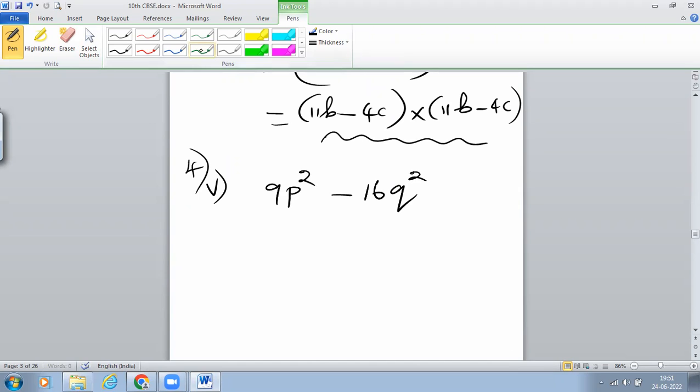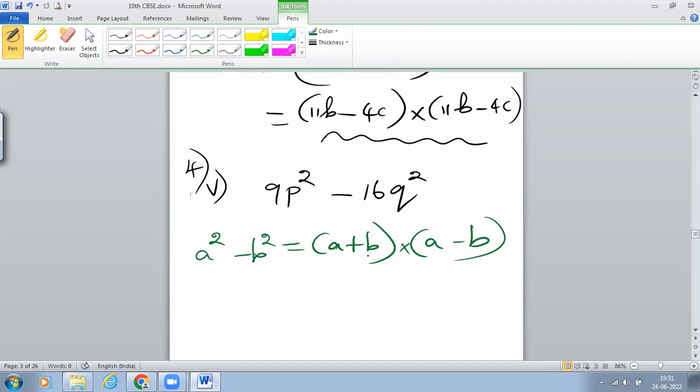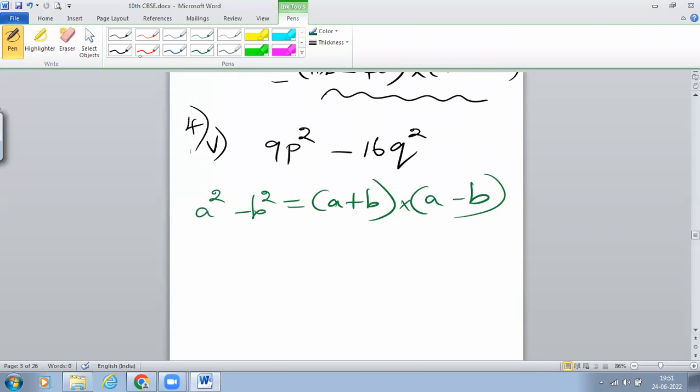Before starting this sum, I want to tell you an algebraic identity, that is a square minus b square is a plus b into a minus b. A square minus b square is equal to a plus b into a minus b. So this identity only we are going to use over here. The question is 9p square minus 16q square.